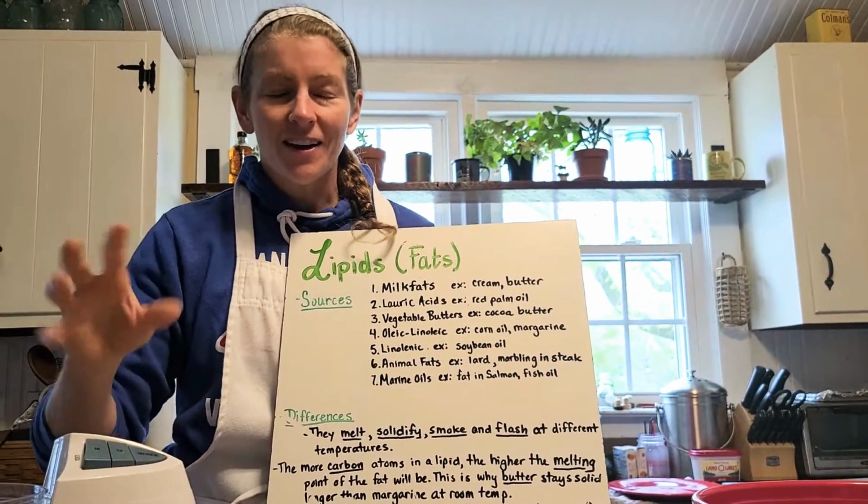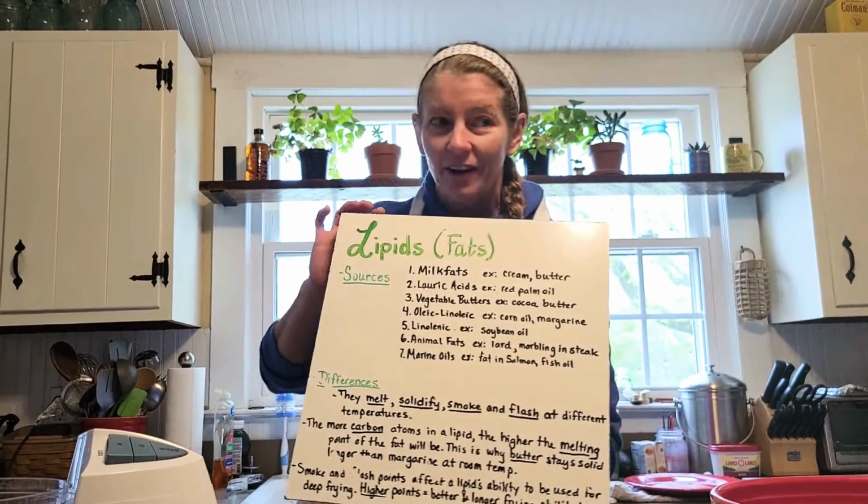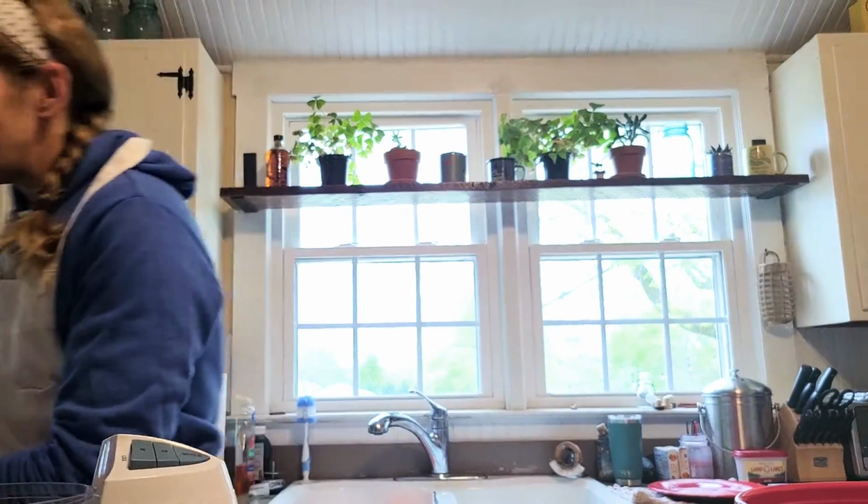Now, the ideal temperature, again, is that 365. And some oils will hold up better at that temperature than others. So olive oil, you don't want to deep fry in olive oil. That's not the best oil for deep frying. Peanut oil is fantastic for deep frying. That's why peanut oil is used when people deep fry their turkeys at Thanksgiving, because they need an oil that will hold up and not flash or smoke for a long time. Peanut oil will do that.